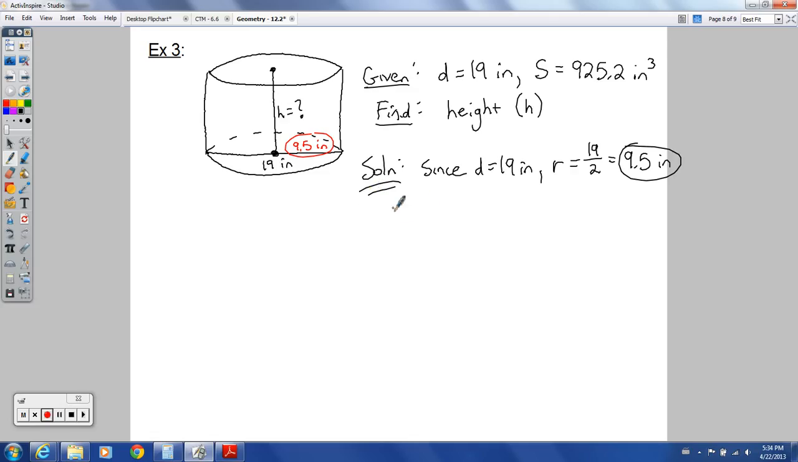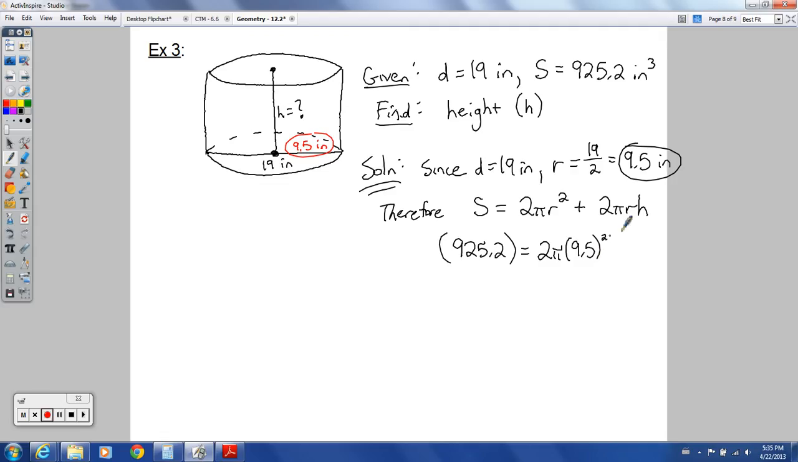So I can say at that point, therefore, I know that the surface area, I'm going to use the formula with just the general way first. So S equals 2 pi r squared plus 2 pi r h. Your S value is right here, 925.2. I'll use parentheses as I plug stuff in here so you know that it was coming from up here. So this value gets plugged in right here. Your radius, 9.5, is going to go right there, and also right there, it shows up twice. And the height, well, we don't know the height, so we're still calling that h.